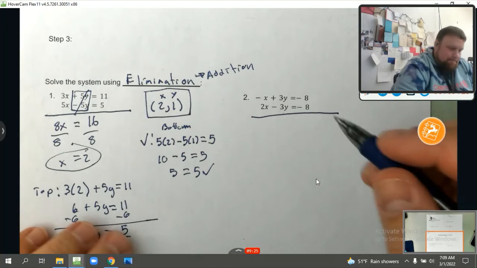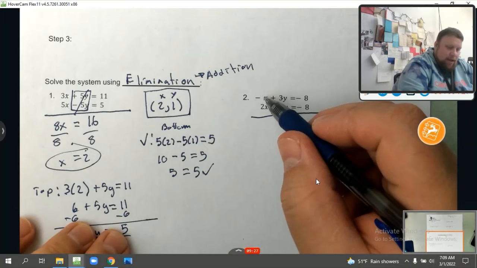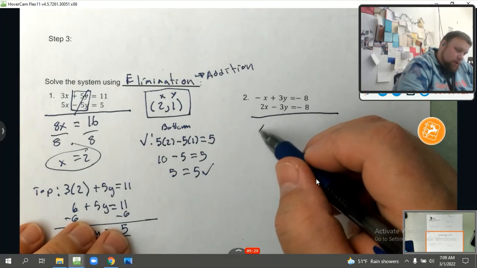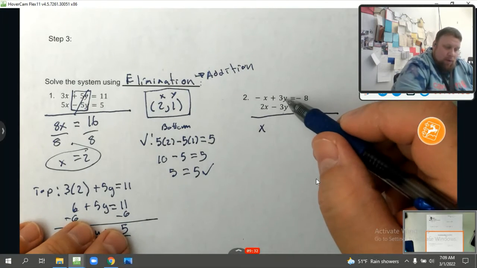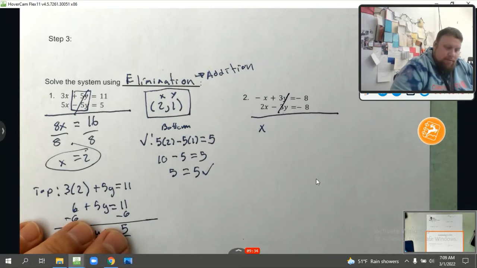All right, back into it. I'm going to add these down. Negative x plus 2x is just regular 1x. The y's, look at them. They're gone. They cancel out.